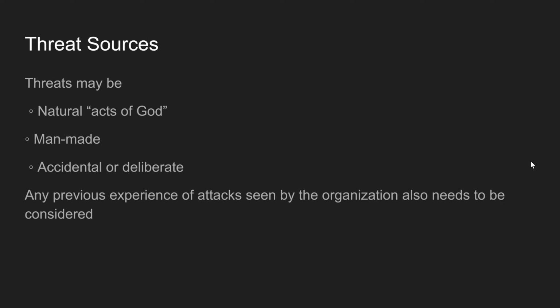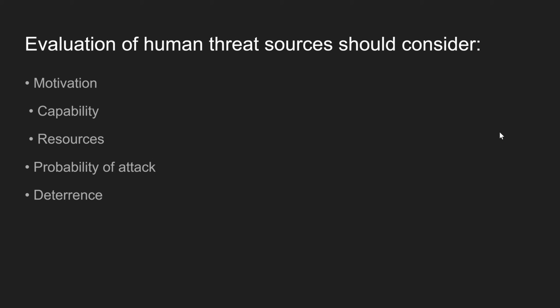Threat sources. Threats may be natural acts of God, man-made, accidental, or deliberate. Any previous experience of attacks seen by the organization also needs to be considered. Evaluation of human threats should consider motivation, capability, resources, probability of attack, and deterrence.